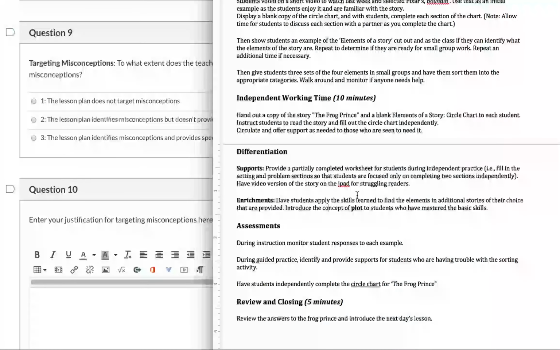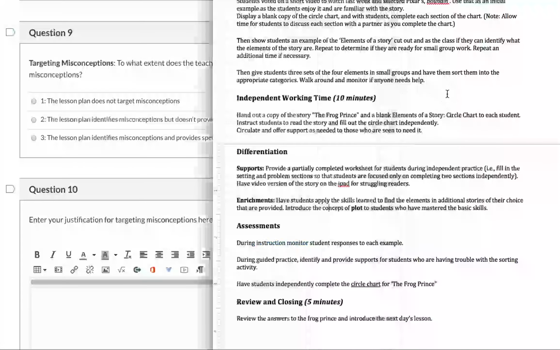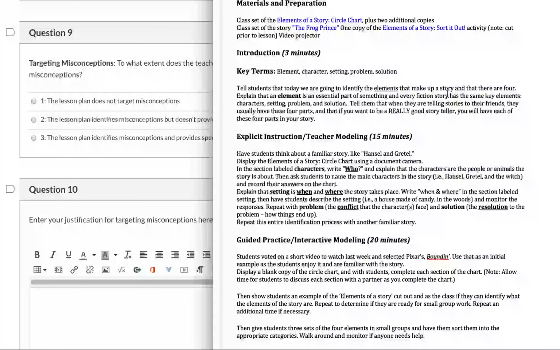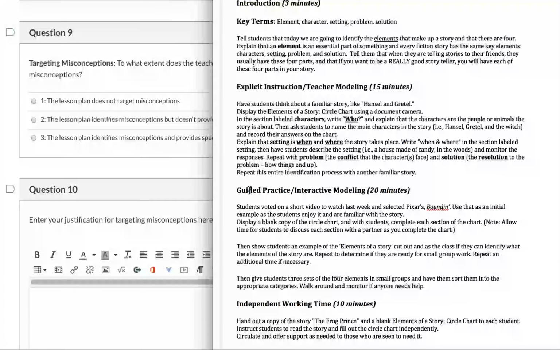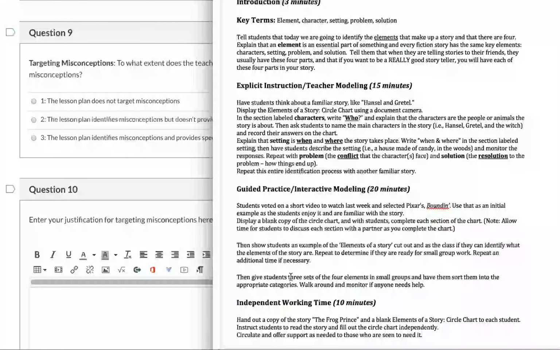Targeting misconceptions. To what extent does a teacher anticipate and address misconceptions? So here again, the question is, what are some misconceptions that you might have in the elements of a story? As we go through this, we're looking for misconceptions in the introduction and the explicit instruction. Sometimes it'll be in the guided practice, but it won't usually be in the independent working time. So you're looking for any kind of addressing of misconceptions in these sections. In this introduction, where they're giving the rationale, there's not really any targeting of misconceptions.